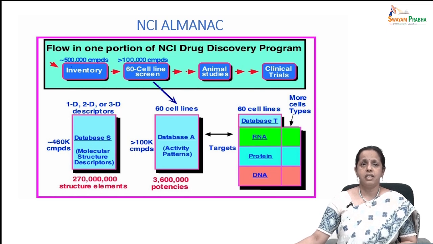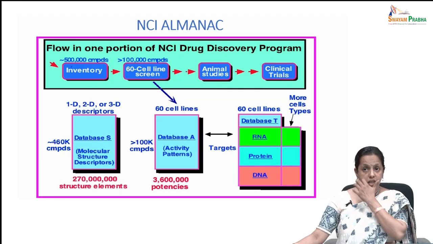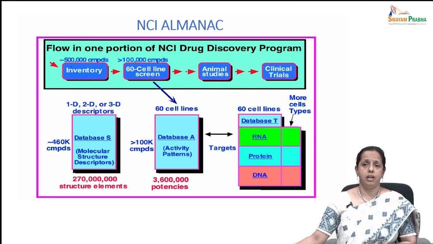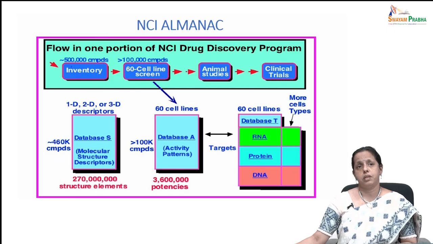understand and analyze each of these databases separately, and then to integrate the information from these data sets with the activity relationships of the given drug and with public information for pharmacogenomic purposes. So this is how the inventory works: if there are around 50,000 to 60,000 compounds, less than 1 lakh, they come to the 60 cell line screen, and some of them go for animal studies and further for toxicity studies and clinical studies.